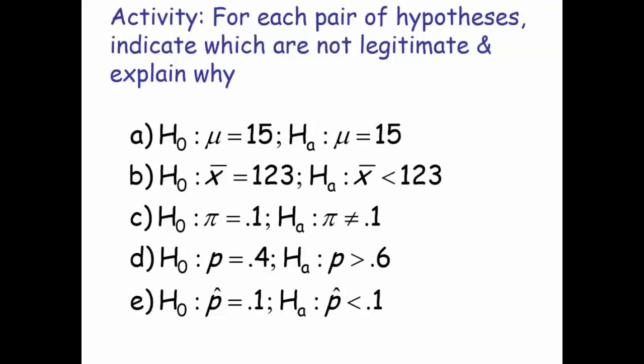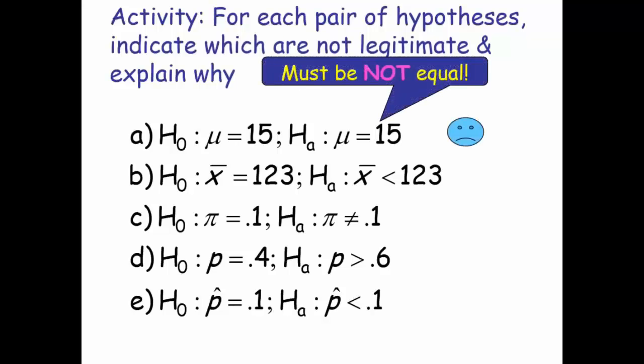So let's start with statement A. The null is mu is 15, and the alternative is mu is 15. Is that good or bad? That is in fact a terrible hypothesis. Well, the null part's fine. The alternative would be silly. What are you trying to prove? That it's the same as it started off with? No. So your alternative can't be equals. It needs to be some sort of greater than or less than thing.